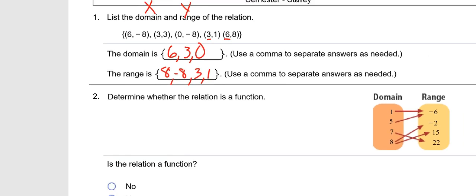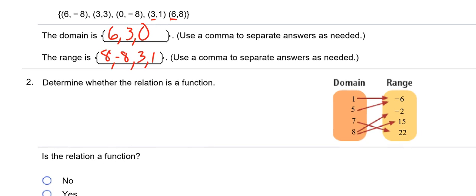Okay, now, deciding whether something is a function is a matter of checking to see whether it passes the vertical line test. Remember, we abbreviated that VLT.